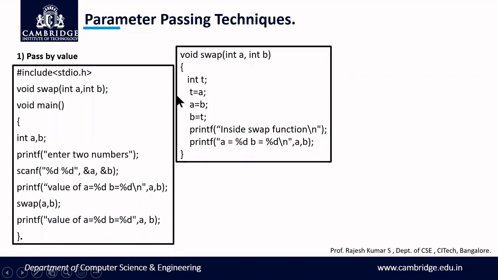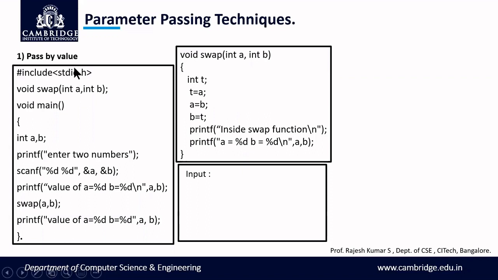Now let's start with the execution of the program. We know that the execution always starts with the main function. Once we start the execution, we have declared the variables a and b. Now we are entering the two numbers. Whatever values the user enters will be stored in variable a and variable b. For example, I've entered the value of a as 3, and the value of b as 6. Now I'll just print before calling the function.